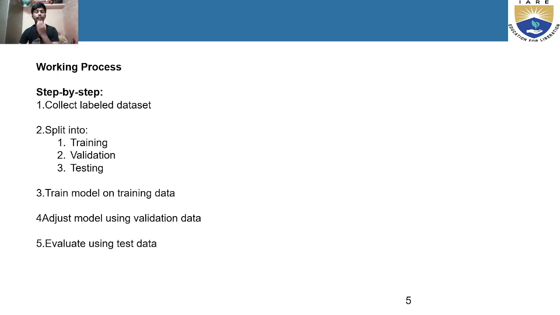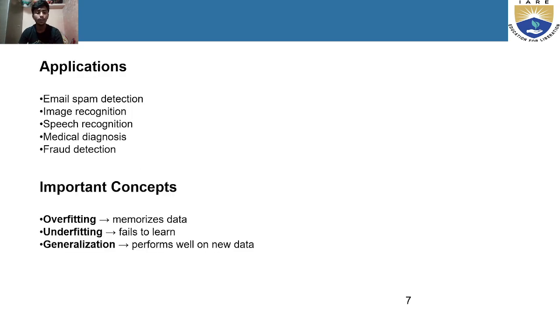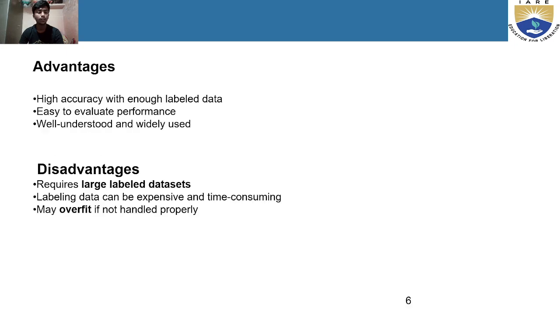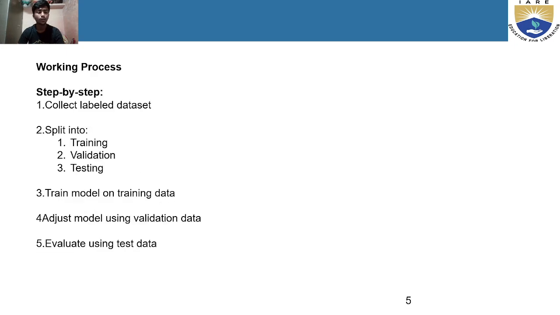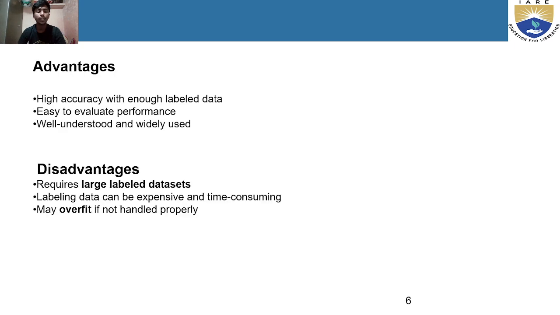Now we come to know about the working process, step by step: collecting the labeled dataset, splitting into training, validation, and testing, training the model on the training data, adjusting the model using validation data, and evaluating using test data.